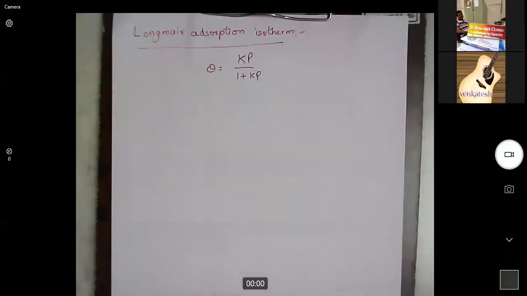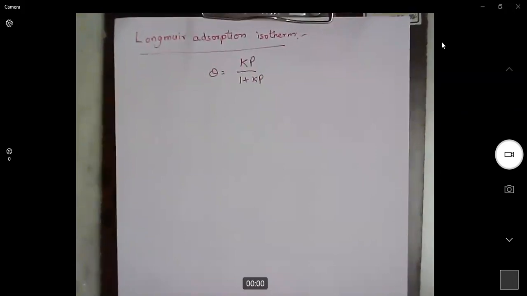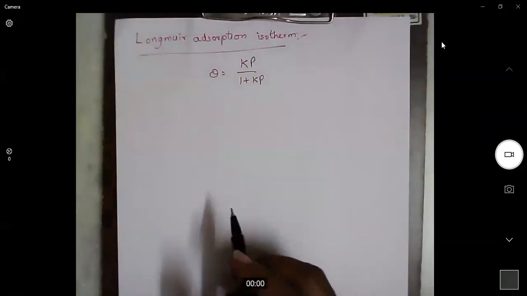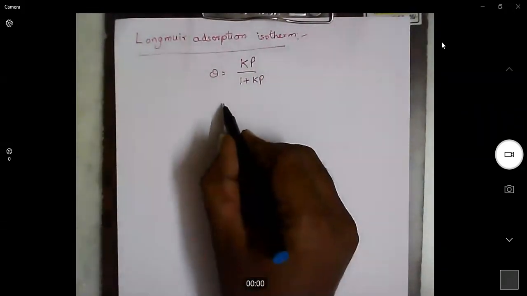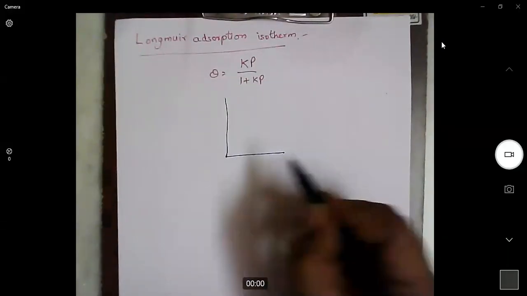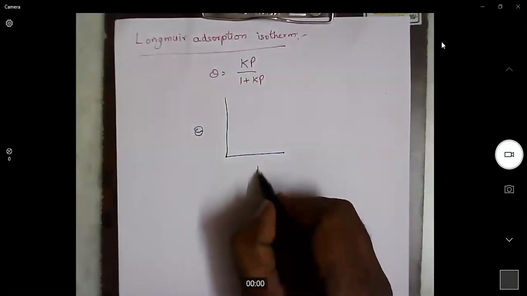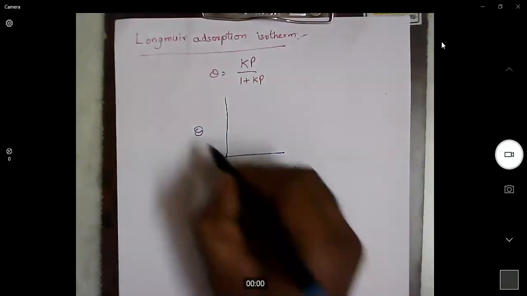Last class we discussed the Langmuir adsorption isotherm. The Langmuir adsorption isotherm is represented by theta is equal to Kp by 1 plus Kp. Now the graph looks like this. On the y-axis we have theta, on the x-axis we have pressure P.